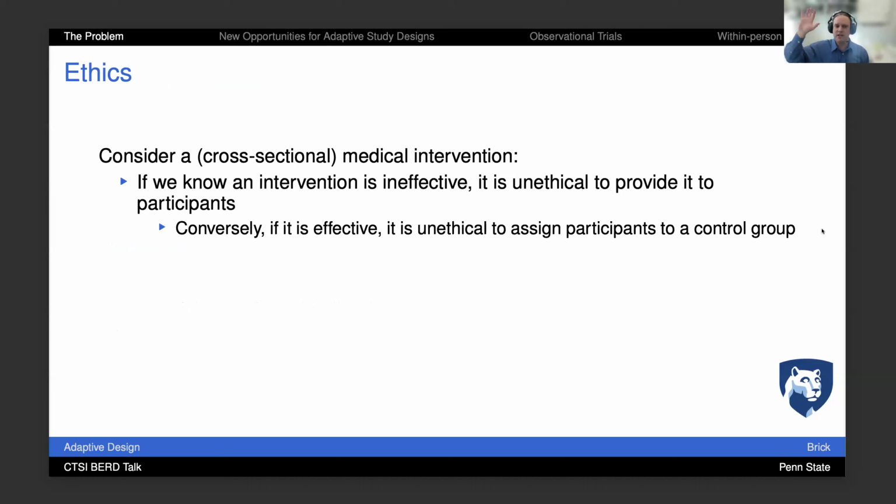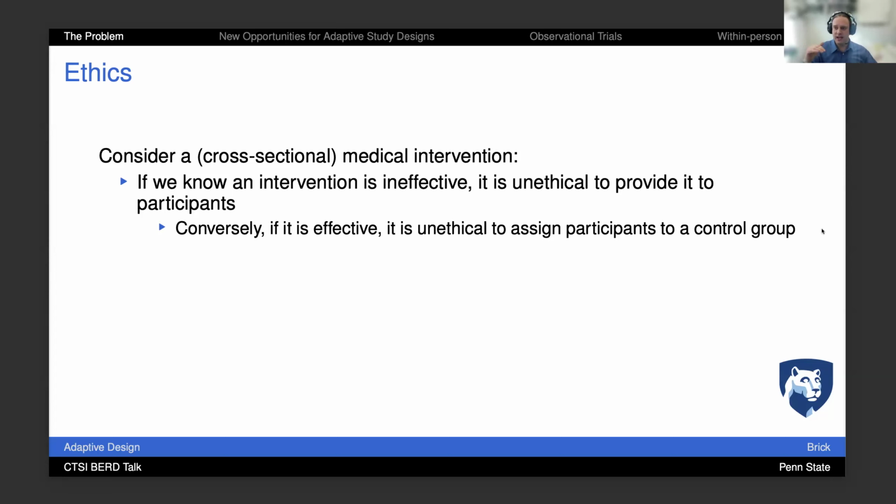Let's assume we've got a cross-sectional medical intervention. If it turns out that our intervention is not effective and we're randomizing people away from the standard of care into the intervention, that's bad, right? Like Hippocratic Oath style, that's bad. We are actively doing harm. And if we knew beforehand that the intervention was effective, putting people into that group would clearly be unethical. Now, of course, we don't know, because if we knew, we wouldn't be doing the study.